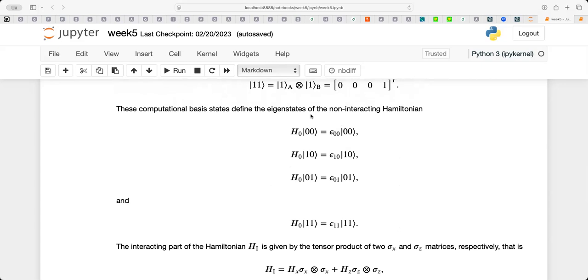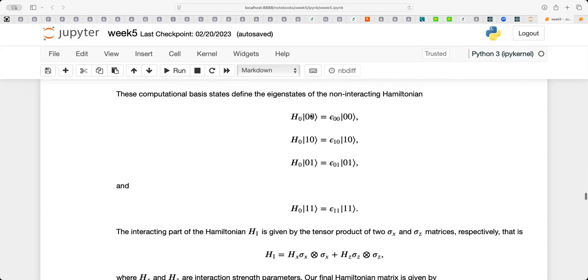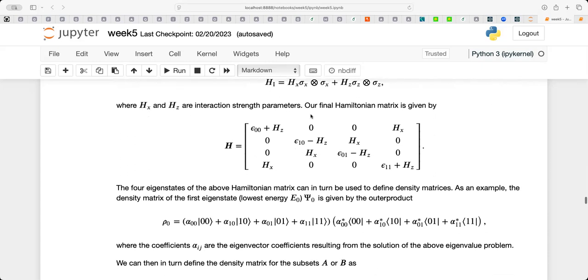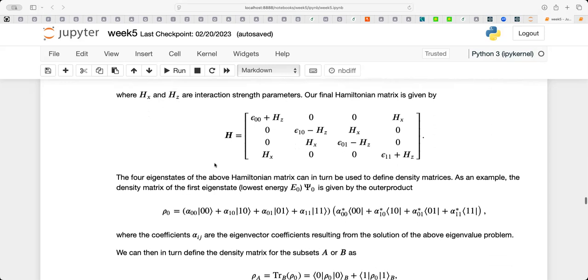Because at the end, when we are going to make measurements, we want to make measurements in that computational basis. And we are going to make a measurement on, let's say, qubit in A or qubit in B. Does that sound okay? So this is just a rewrite of the Hamiltonian. And then what I'm going to do now is to diagonalize this problem.